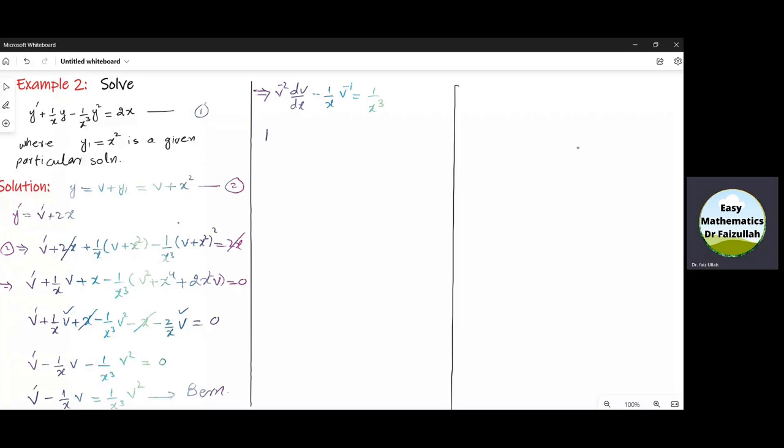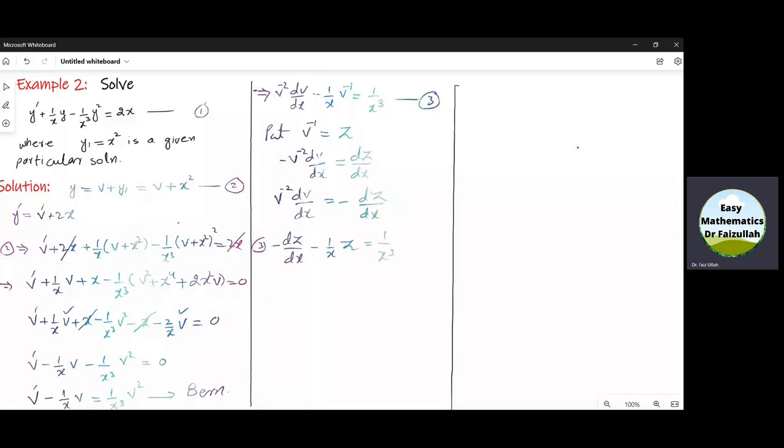Now let us put v power minus 1 is equal to z. And from this, if we differentiate, we get minus v power minus 2 dv over dx is equal to dz over dx. And from this, we can obtain v power minus 2 dv over dx is equal to minus dz over dx. So the above equation, let us say this is 3, becomes minus dz over dx minus 1 over x z is equal to 1 over x cube.